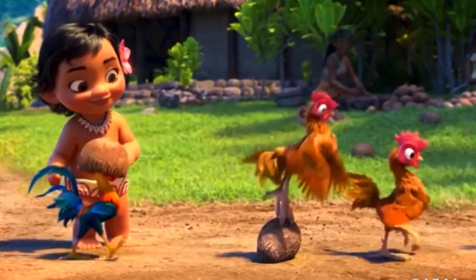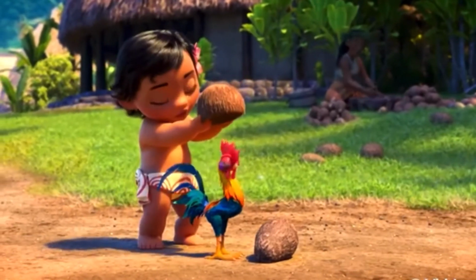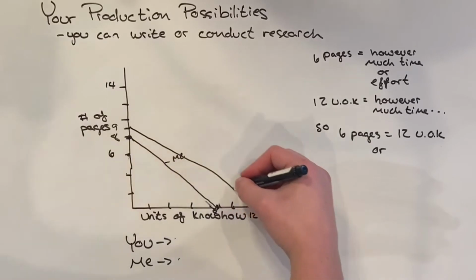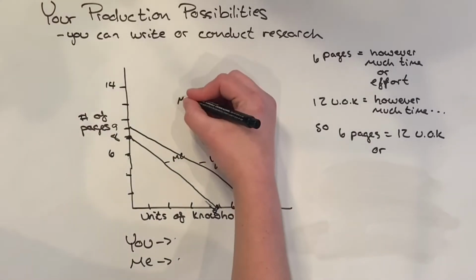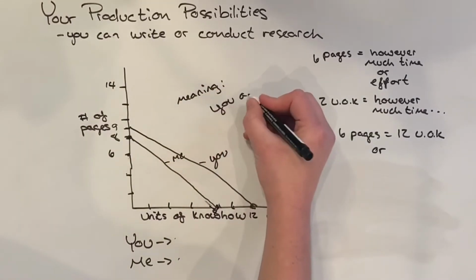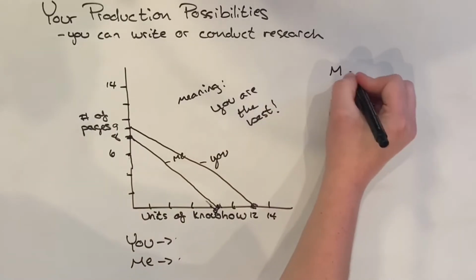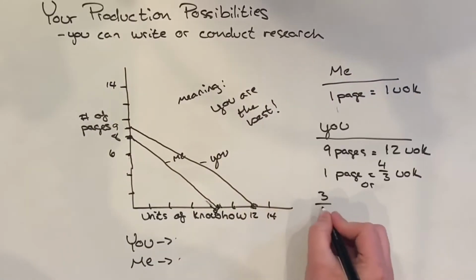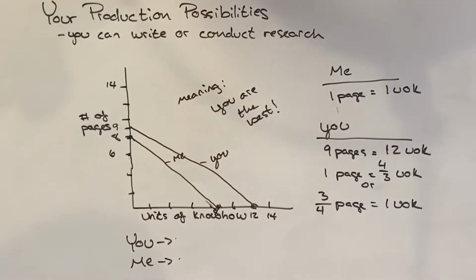Now, these problems can get far more complex when no one has an absolute advantage, like if you can write 9 pages instead of 6. Here we have to determine who, when we work out the relative cost of writing and research, has the lower opportunity cost. It costs me a whole page to earn 1 unit of know-how, but it costs you 3/4 of a page to earn 1 unit of know-how.